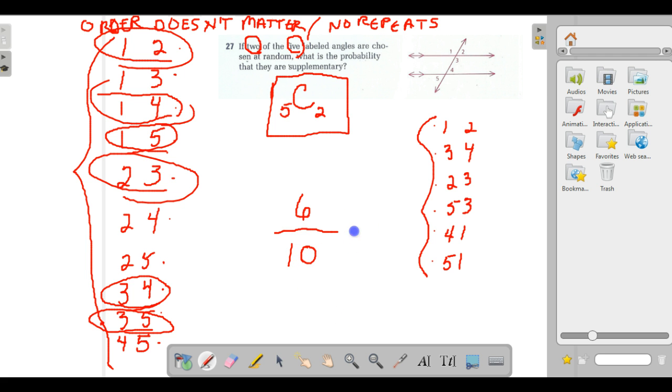So there you have it. So that reduces then: 2 goes into 6 3 times and 2 goes into 10 5 times. So that is our probability that if we chose 2 angles out of these 5, the probability that those 2 angles would be supplementary is 3/5.